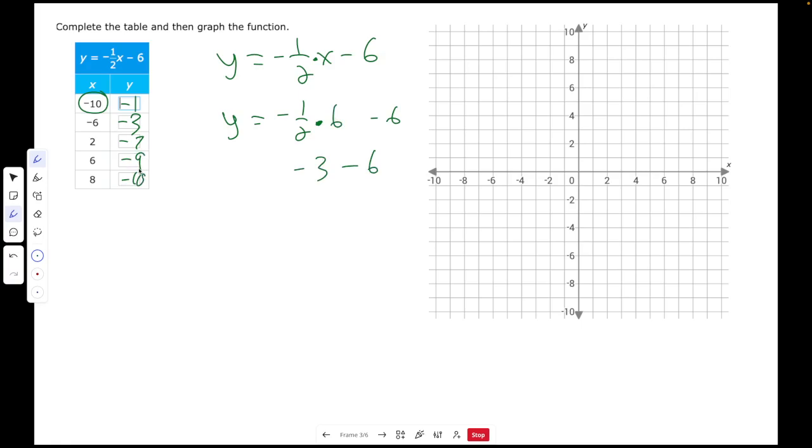Now, once you graph these, negative 10, negative 1 is here. Negative 6, negative 3 is here. 2, negative 7 is here. 6, negative 9 is here. 8, negative 10 is here. And again, connect, and you are done.